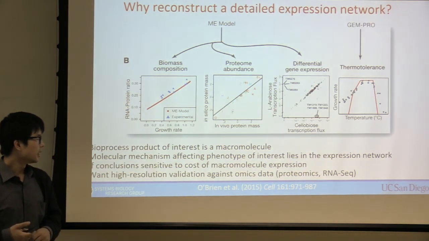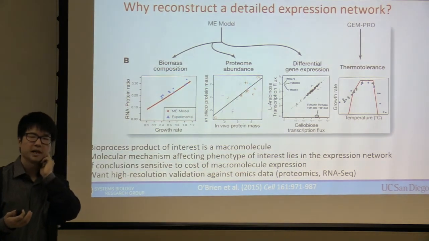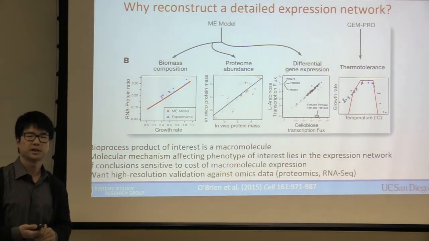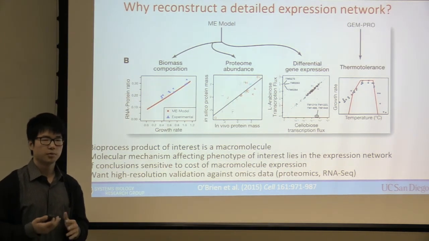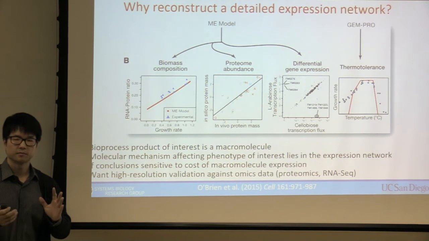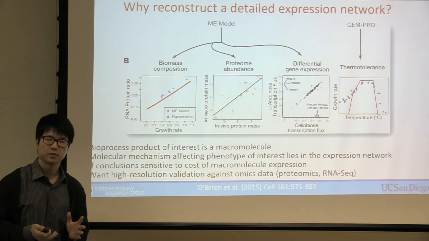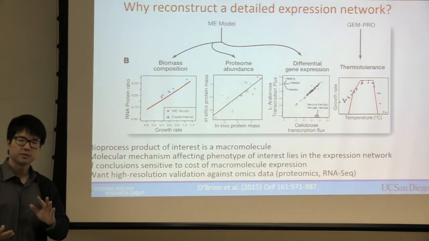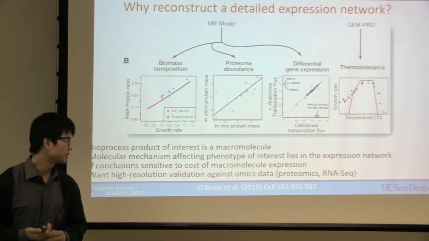So that's easy to see. Also, if you see a pretty interesting phenotype, and you suspect that the mechanism underlying this phenotype really lies somewhere in the expression network, there might be certain proteins not operating at their proper capacity. There might be some folding that isn't being performed properly, and so on. Then you would need to reconstruct the expression network to address those questions.